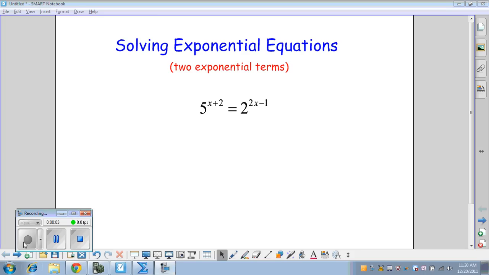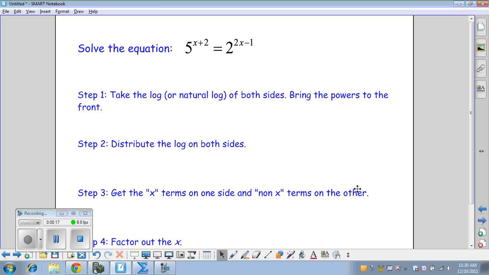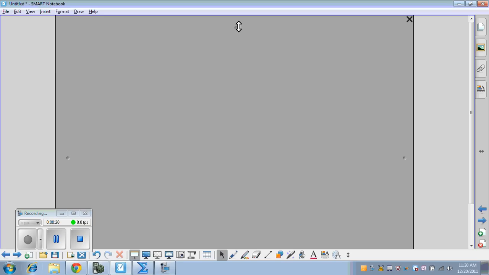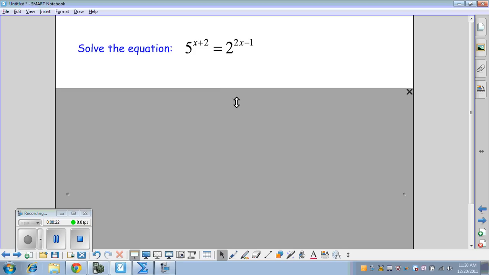Okay, so what we're going to go over in this tutorial is how to solve an exponential equation that has two exponential terms. In the previous tutorial, we talked about if there was just one, but now we're going to get into what if we had multiple terms being raised to powers. So the example we're going to take a look at is this one here. I have 5 to the x plus 2 equals 2 to the 2x minus 1.